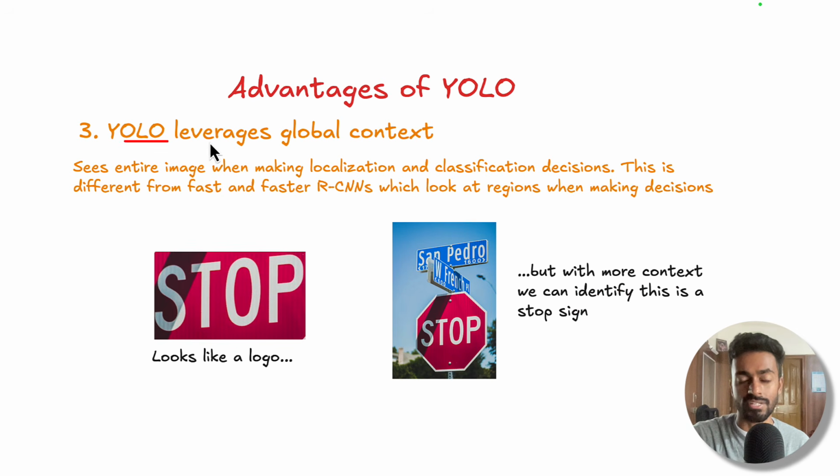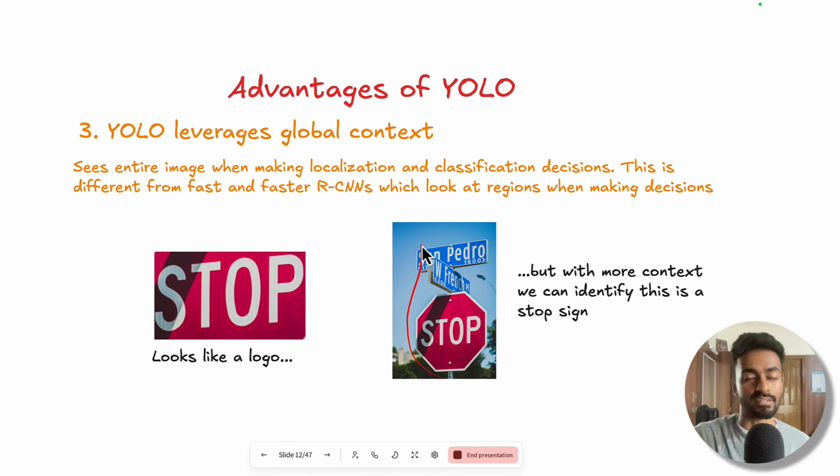Next, YOLO leverages global context. Essentially, this means that it sees the entire image when making localization and classification decisions. This is different from Fast and Faster RCNNs, which only look at regions instead of the entire image when making decisions. So for example, this part of the image here kind of looks like a logo. But if you zoom out and look at the entire image itself, you'll realize that it is actually a stop sign, and hence it is classified more correctly.